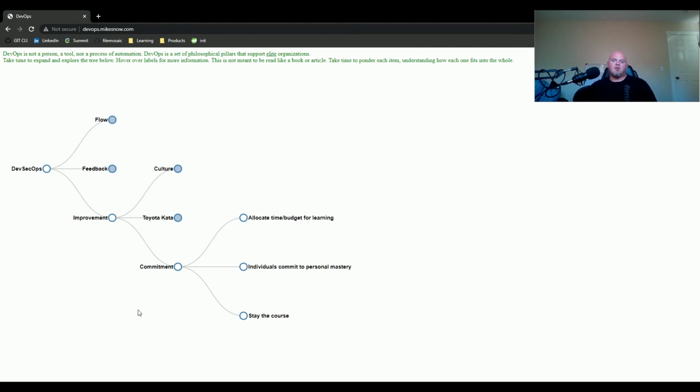Commitment is kind of saying, yeah, we agree, we're going to do this. And even though it feels funny or I don't feel super comfortable with it, committing to it and seeing it through to completion. That means commitment from leadership for funding, and commitment from individuals to really reflect on and improve themselves, understand themselves, step outside their comfort zone a little bit, and try to improve their overall approach to things, and overall commitment to stay the course.